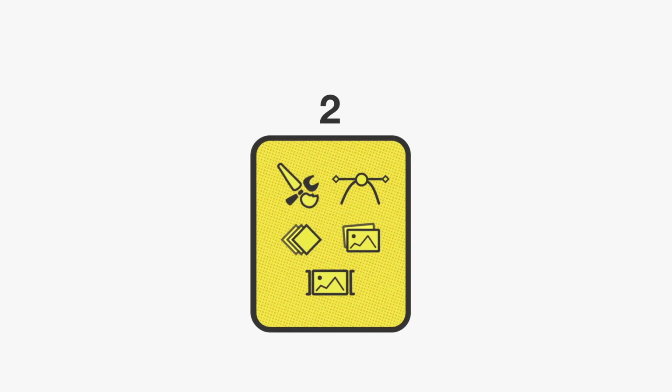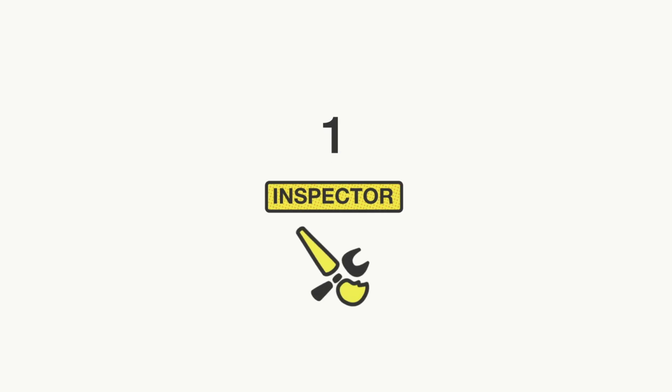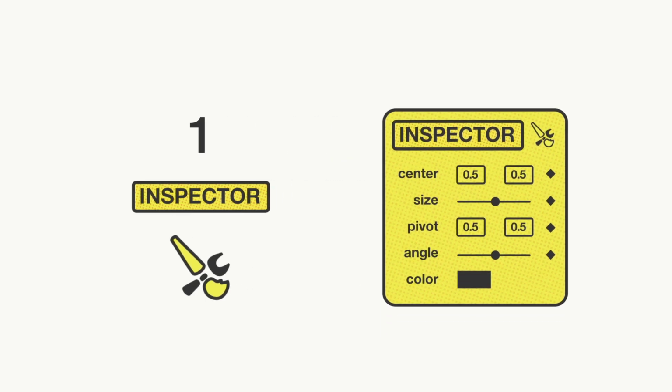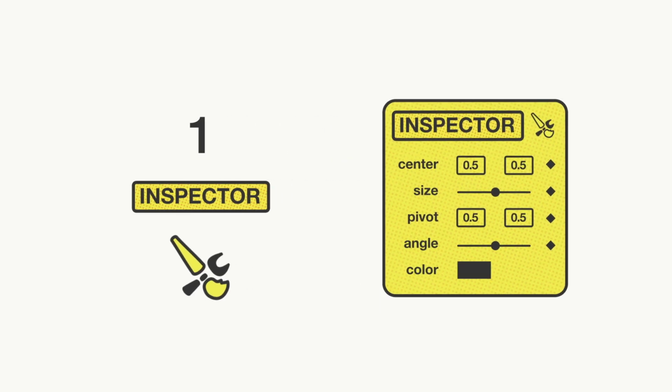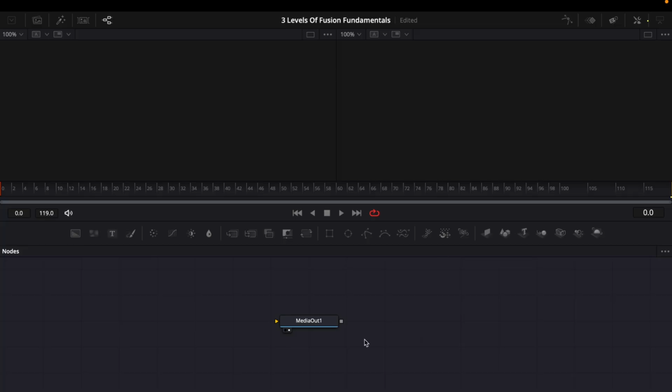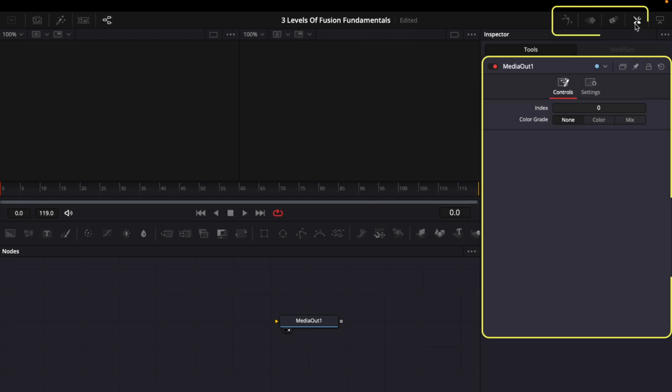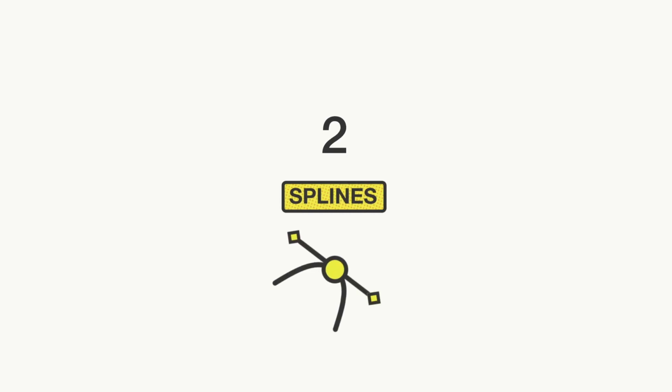Fusion has a lot of panels for different purposes. Once you know where to find them and what they do, navigating Fusion becomes much faster. Up first, we have the inspector. Inspector basically has all the properties of your nodes, for example, the size, the center XY position, the rotation, and much more. Once you're in the Fusion page, you can click this icon right up there, and this opens up your inspector panel.